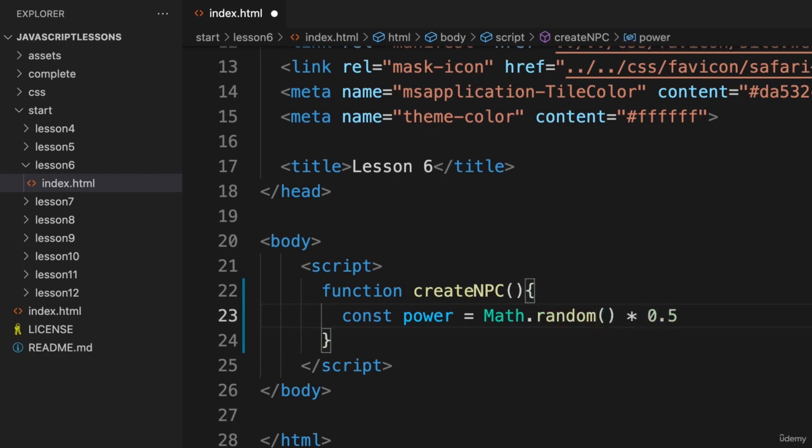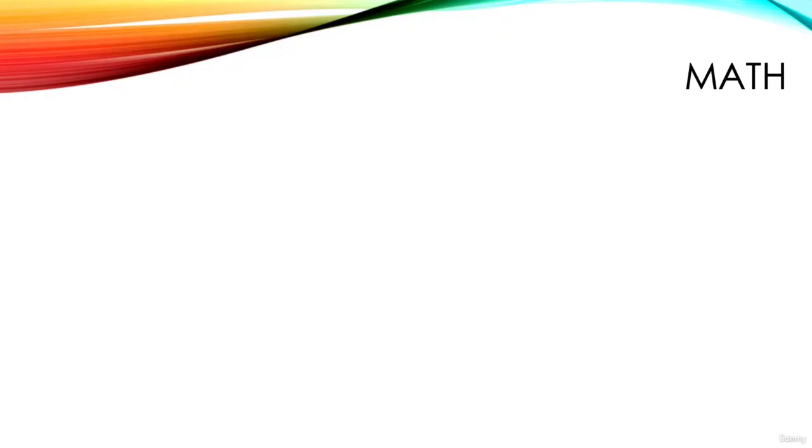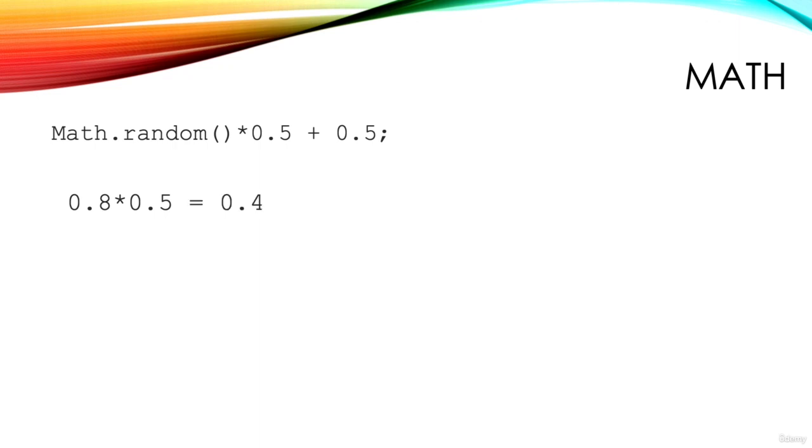Now we have a number in the range 0 to 0.5. This is still not what we want. We need to add 0.5 to move the range to 0.5 to 1. If this is confusing, imagine that math.random returned 0.8. We multiply this by 0.5. Now the value is 0.4. Then we add 0.5 to get 0.9. That's in the target range.